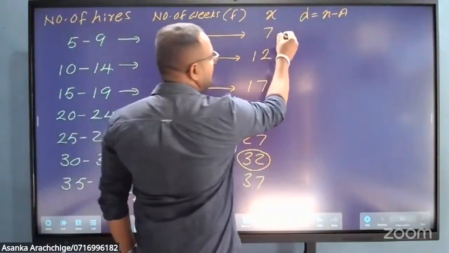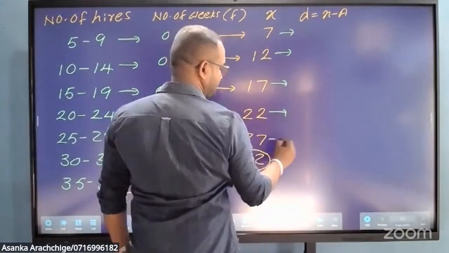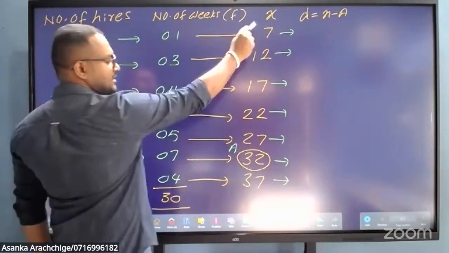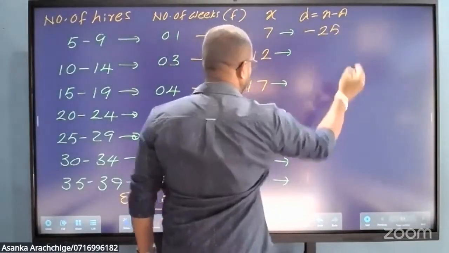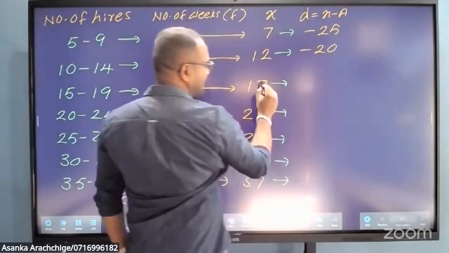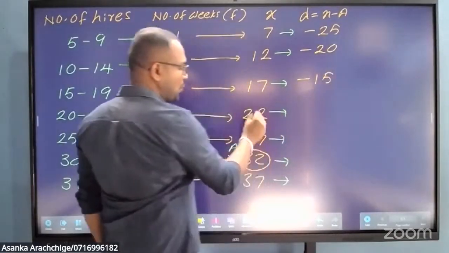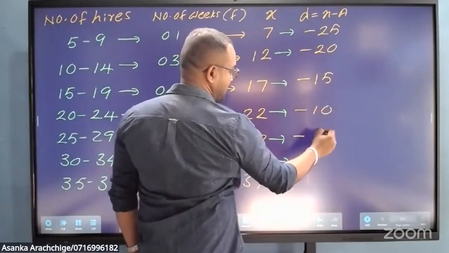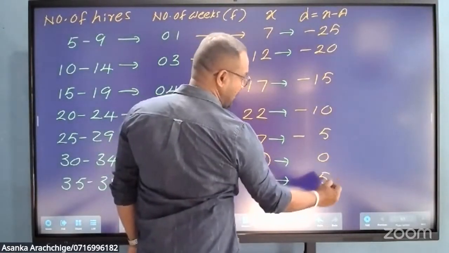Then deviation. X minus a. 7 minus 32, minus 25. 12 minus 32, minus 20. 17 minus 32, minus 15. 22 minus 32, minus 10. Minus 5. Here 0 and here plus 5.